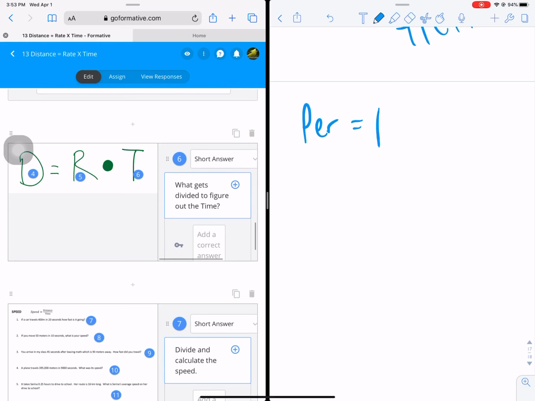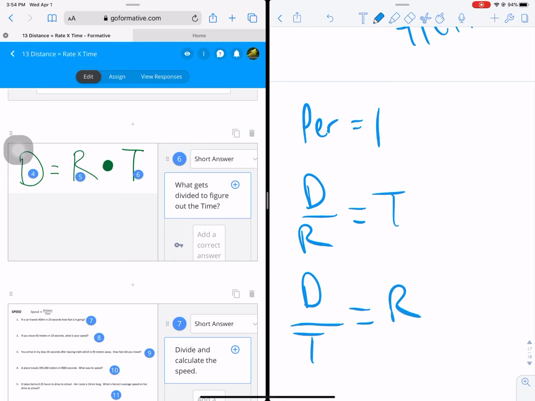What gets divided to figure out the time? So distance over R equals T. That's number 6 right there. Distance over T is R. That was number 5. And then your distance equals your R times T. There's 3. It's the same equation, but 3 different ways to solve each of the 3 variables.